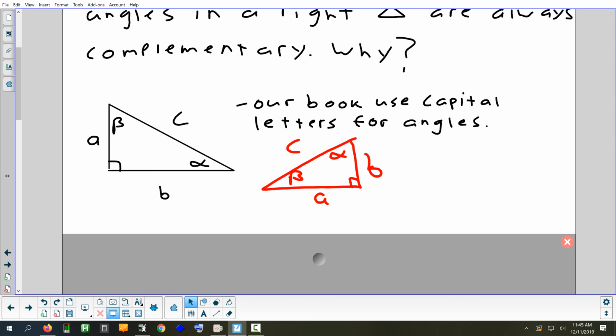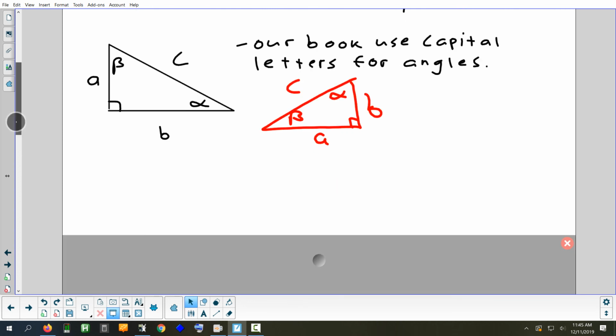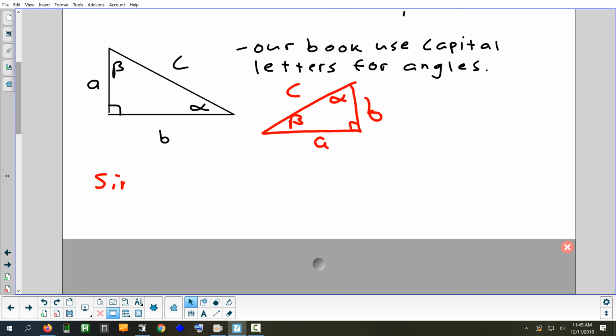So A always goes across from alpha, and B always goes across from beta, however you draw your triangle. I usually draw them this way. Okay, now let's find the sine of alpha. You can look at either picture, you'll get the same answer. What's the sine of alpha? A over C.